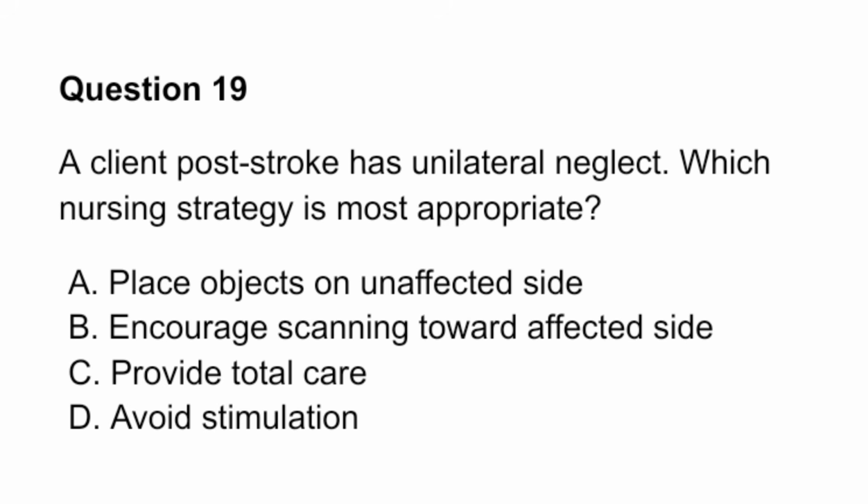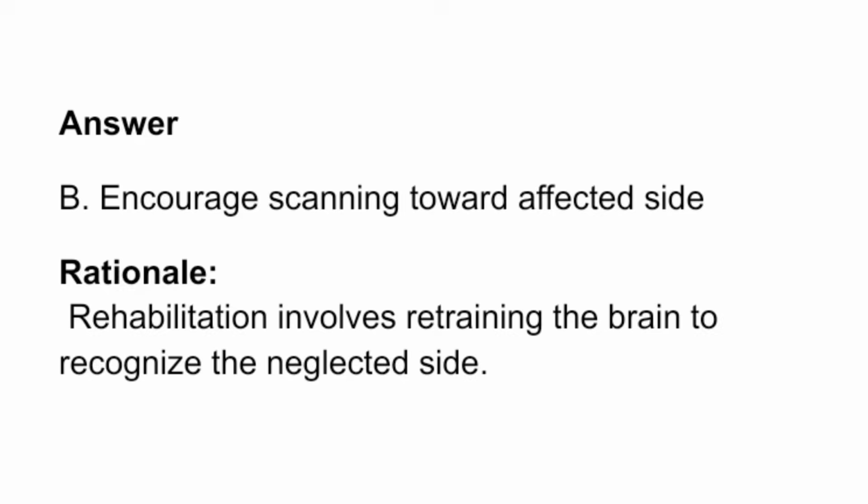Question 19. A client post-stroke has unilateral neglect. Which nursing strategy is most appropriate? A. Place objects on unaffected side. B. Encourage scanning toward affected side. C. Provide total care. D. Avoid stimulation. Answer: B. Encourage scanning toward affected side. Rationale: rehabilitation involves retraining the brain to recognize the neglected side.